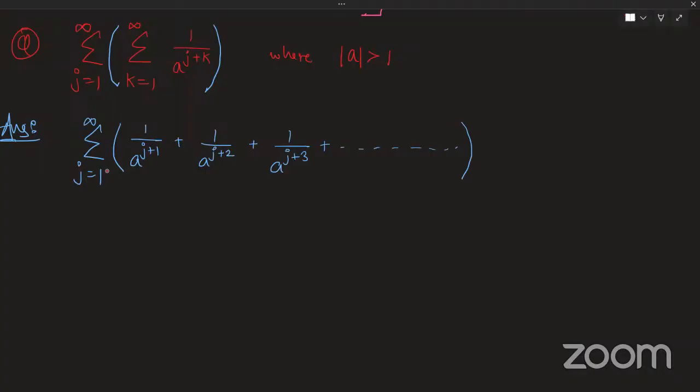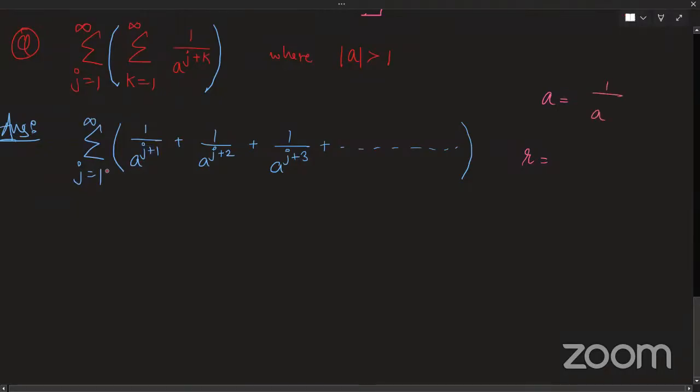Infinite GP. What is the formula for sum of infinite GP? A by 1 minus r. Correct. So what is the first term and the common ratio in this case? The first term is 1 by a raised to j plus 1. Correct. What is the R? Think. What is the common ratio?